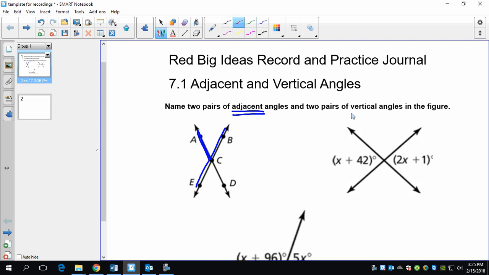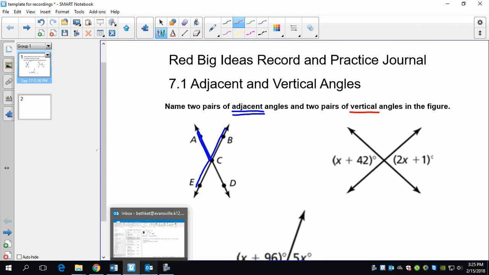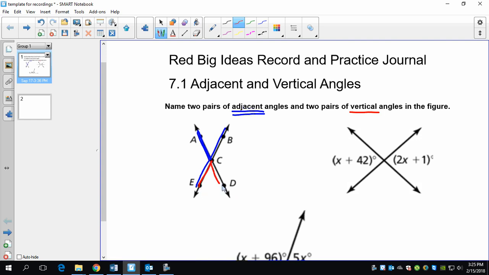For vertical angles, I'm going to do those in red. A vertical angle has the same vertex and they're going to be congruent. They are sort of opposite of one another. So I'm going to go ECD is a vertical angle, and then I'm going to go ACB is also a vertical angle.